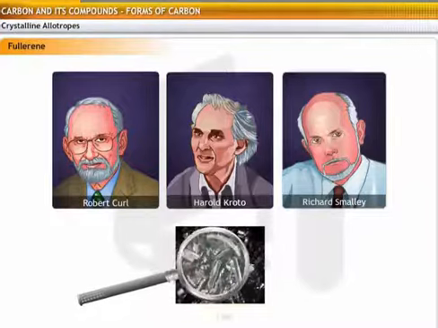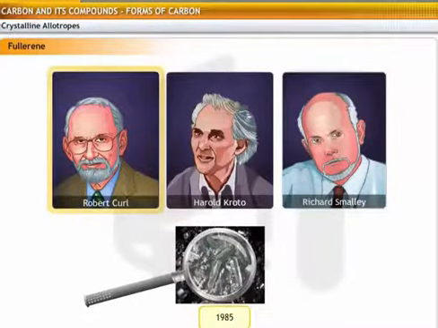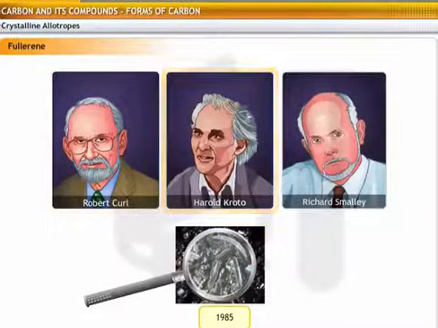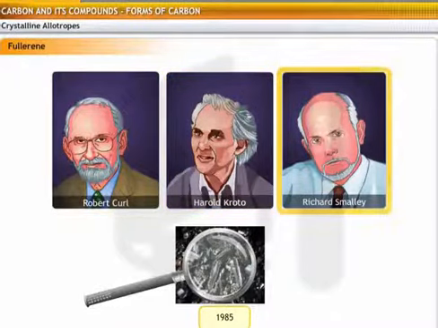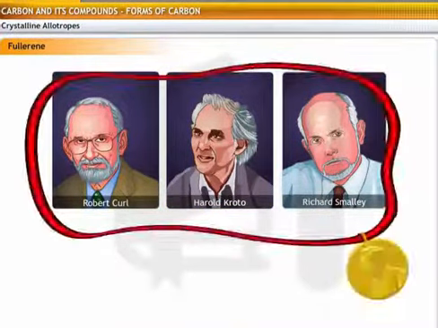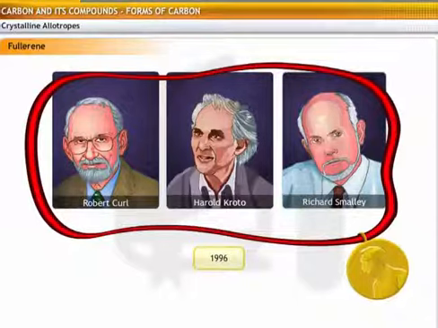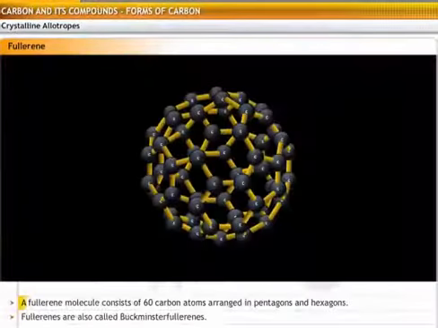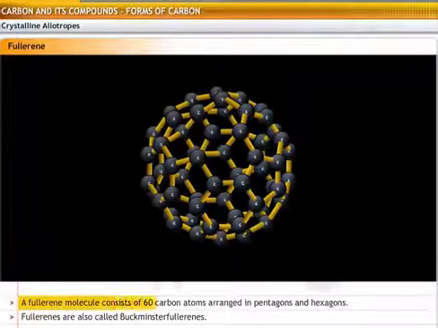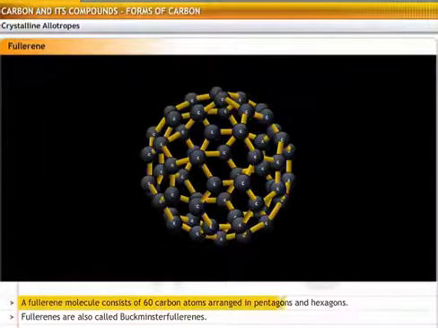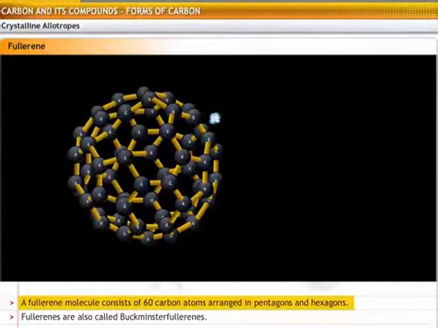Fullerenes were discovered in 1985 by Robert Curl, Harold Kroto, and Richard Smalley, for which they were awarded the Nobel Prize for Chemistry for the year 1996. A fullerene molecule consists of 60 carbon atoms arranged in pentagons and hexagons, like in a standard football.